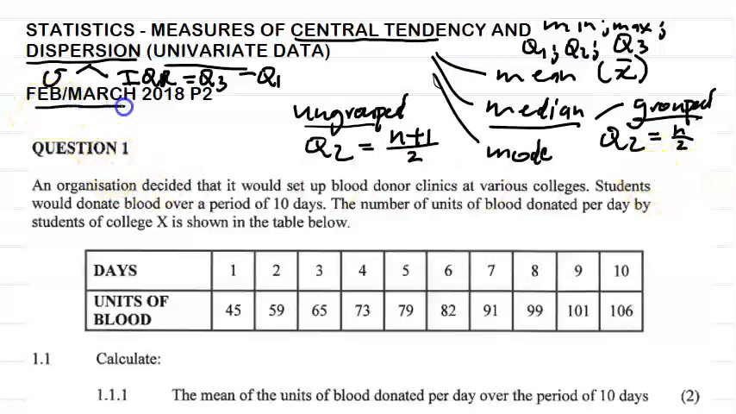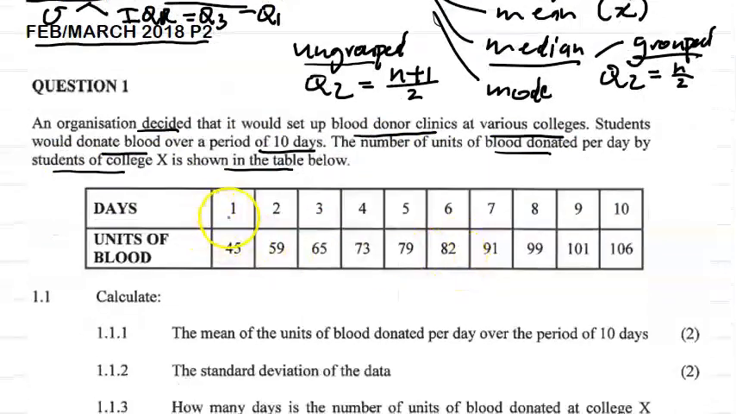I'm going to be looking at this question from the February-March 2018 paper 2. And here it says an organization decided that it would set up blood donor clinics at various colleges. Students would donate blood over a period of 10 days. The number of units of blood donated per day by students of College X is shown in the table below. So we have the days from day 1 to day 10. So therefore, N, the number of days that we have, is equal to 10.